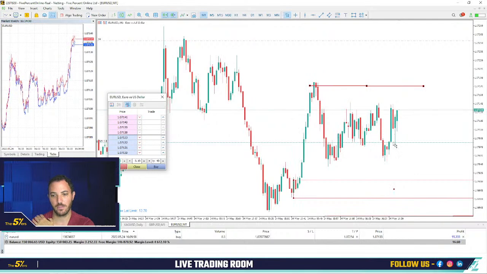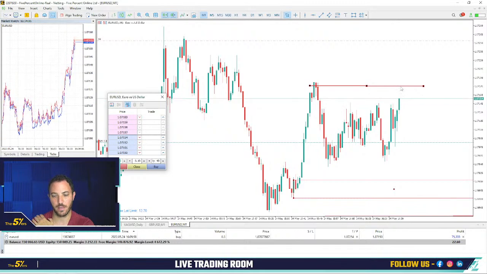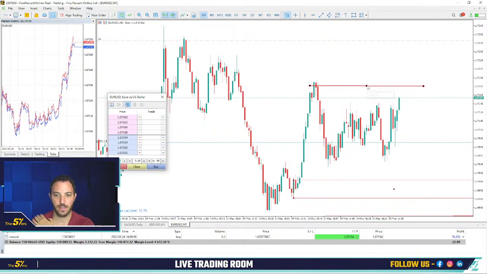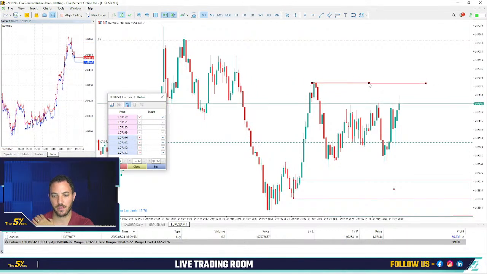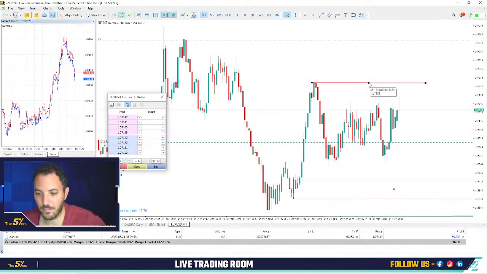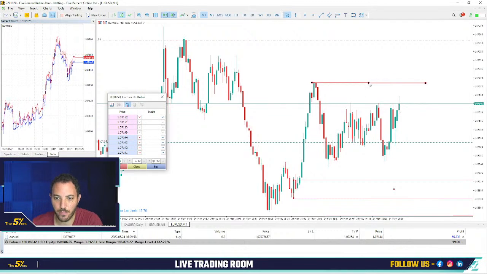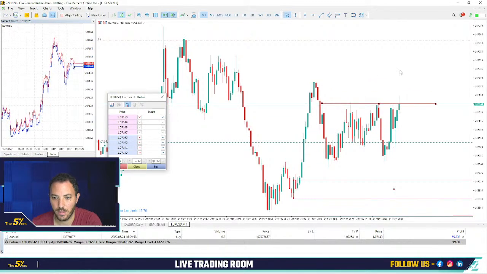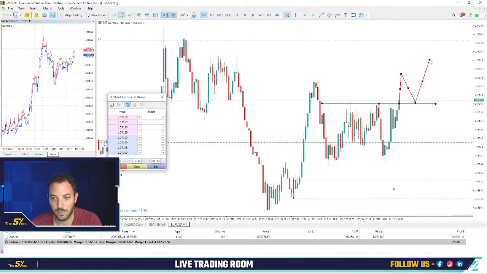Okay, that's the pattern. Now, one, two, fourth test of the resistance. Now here comes the break. I expect a stopping point there. Let's see if we can break that. No. I want to see a solid break of this area, and then on the retest of that breaking area, that's another opportunity to add into my position.